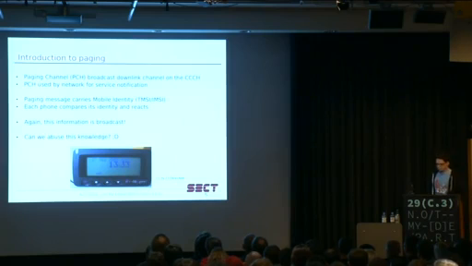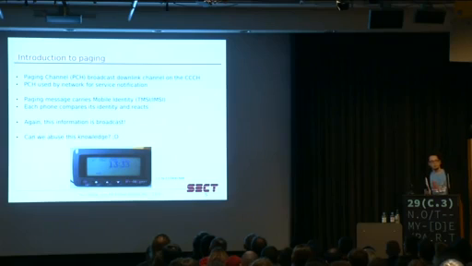And on this paging channel, the network sends messages which are called paging requests. Those messages contain a mobile identity. The interesting types for this talk are the temporary mobile subscriber identity and the international mobile subscriber identity.